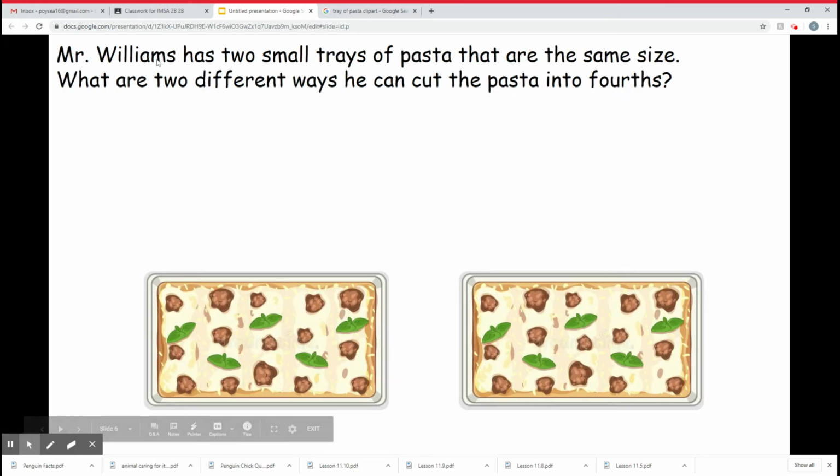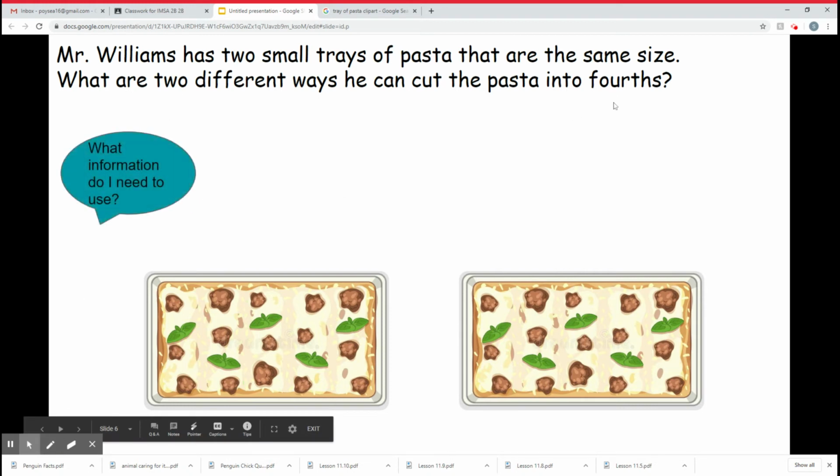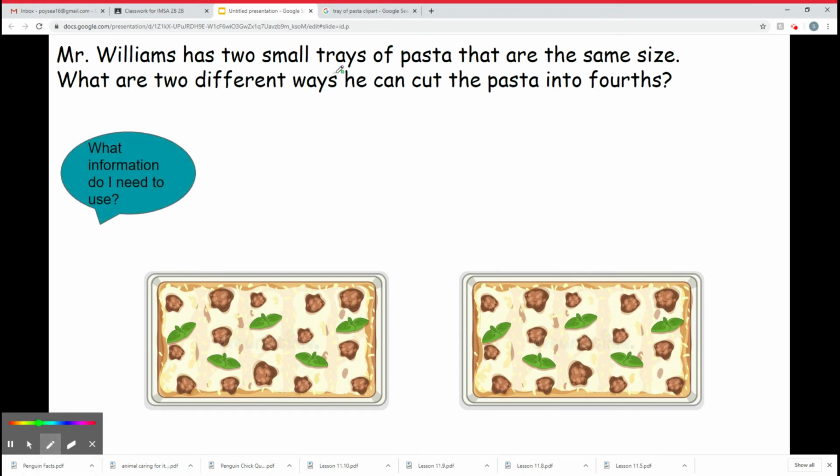Okay, so this one, Mr. Williams has 2 small trays of pasta that are the same size. What are 2 different ways he can cut the pasta into fourths? So let's look at the information we need. We need to figure out how to cut the pasta. Mr. Williams has 2 small trays of pasta that are the same size. What are 2 different ways? So we want to do it one way and another way. He can cut the pasta into fourths. So let's go ahead and cut this pasta into fourths.